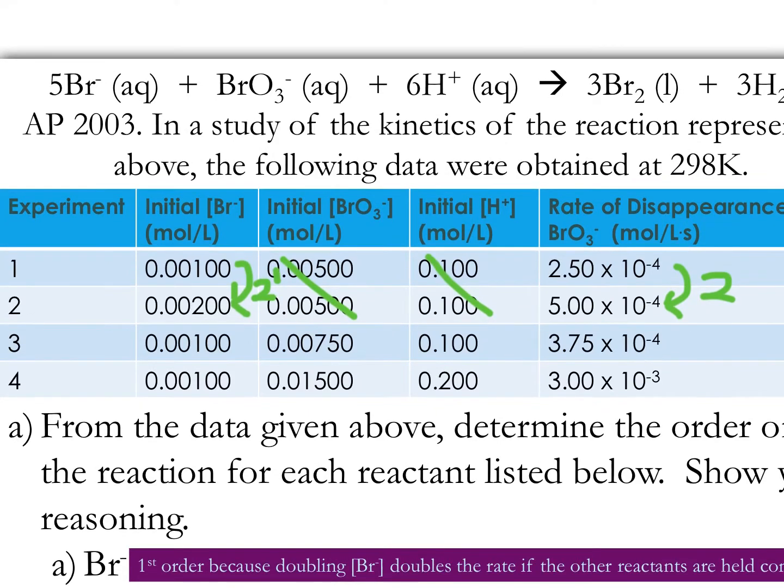So if we want to do bromite, we need to find a time when both the bromide and the hydrogen ions are held constant. Now these experiments are independent of one another. A lot of times people are looking for only 2 that are right beside each other, but you could have done these experiments in any order, so you can pick any of these 2 experiments. So if I want to look for bromite, I look for a time when both the bromide and the hydrogen ions are kept constant. So in trials 1 and 3, both of them are held constant.